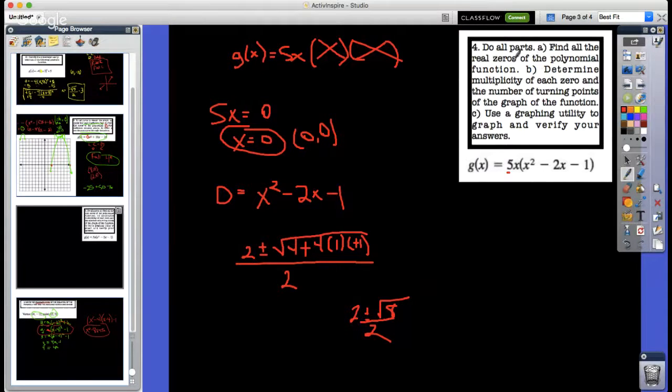All we're going to need to do is find the real zeros, which I'll plug in my calculator. And then we're going to graph it and just verify our answers to make sure we're all good there. So let me go out of this real quick.